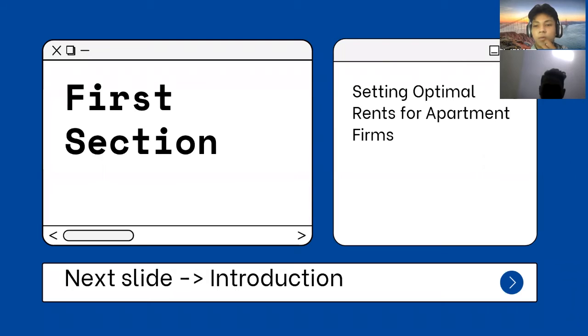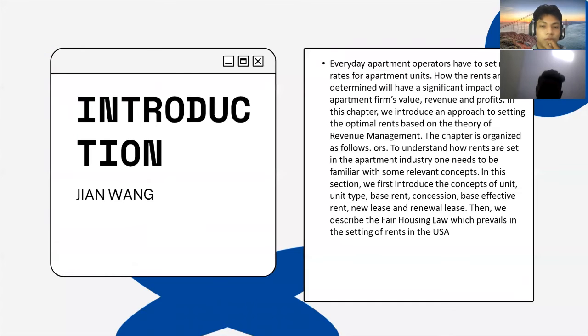In this first section, we're going to talk about setting optimal rents for apartment firms. First, introduction. Every day, apartment operators have to set a rental rate for apartment units. How the rents are determined will have a significant impact on an apartment firm's value, revenue, and profit. In this chapter, we introduce an approach to setting the optimal rent based on the theory of revenue management.